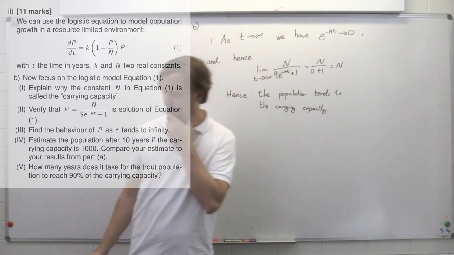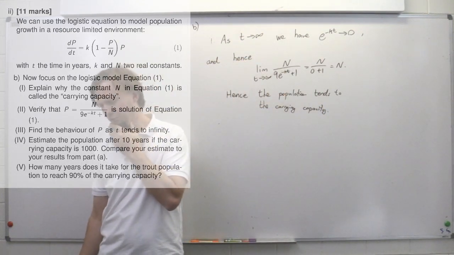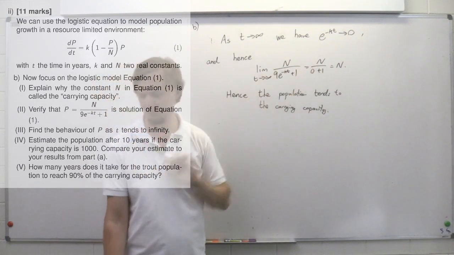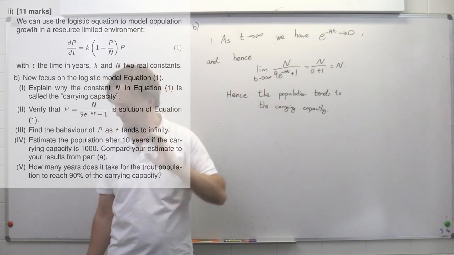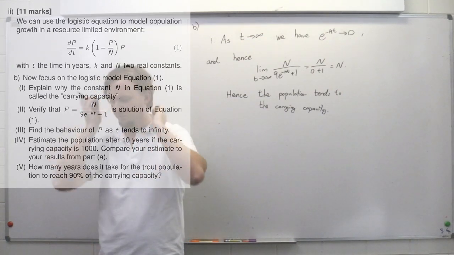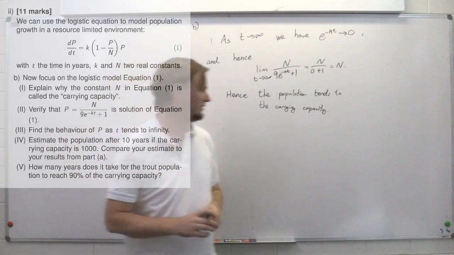Now they would like us to use this model. So they're saying, let's assume that the carrying capacity is 1,000. So this number n here is 1,000. Find out what the population would be after 10 years. And then compare your estimate to your results from part A.